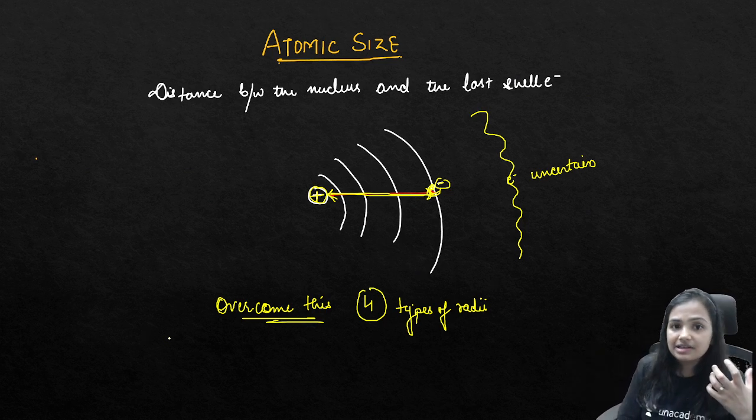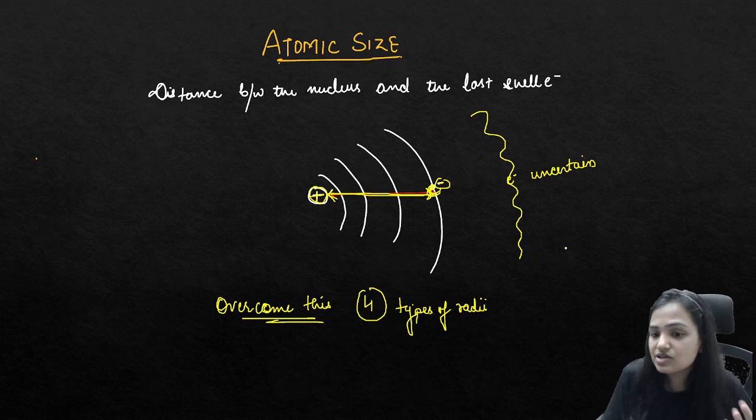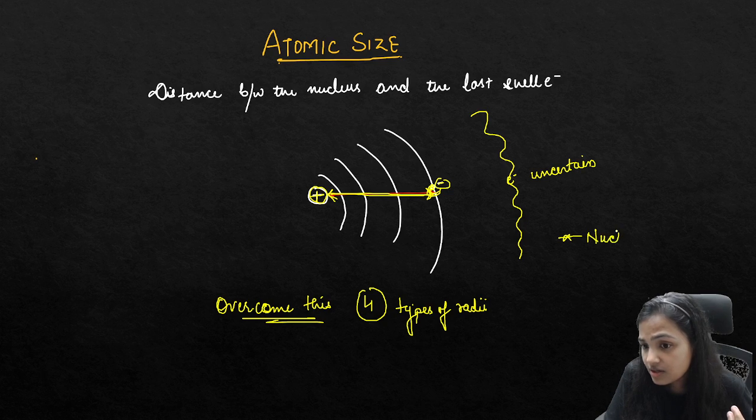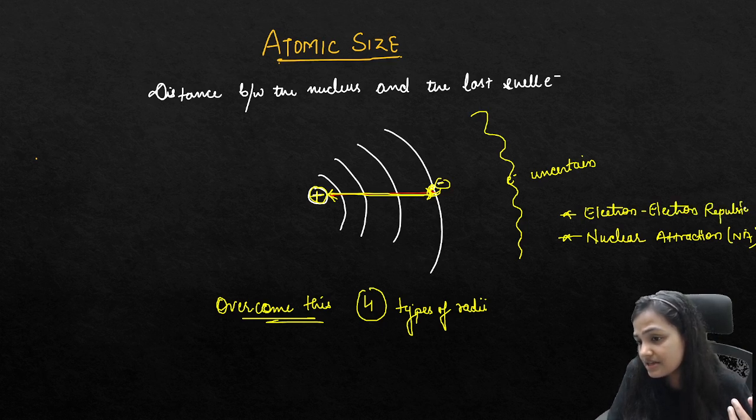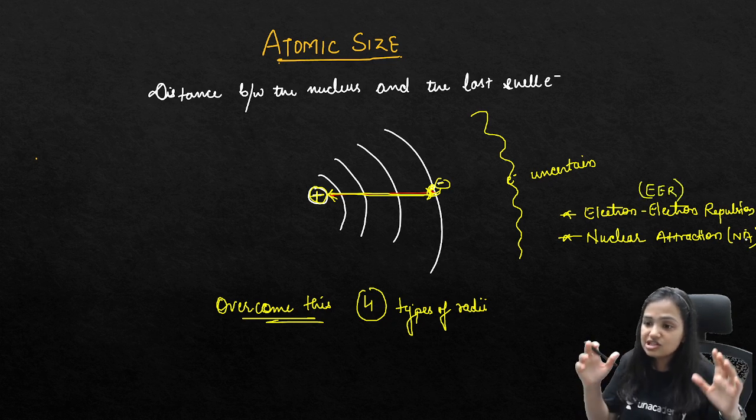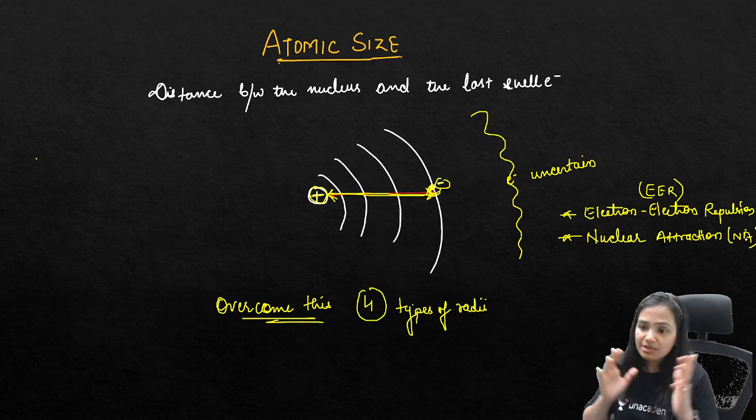The atomic size of an atom is determined by two factors. One is the nuclear attraction, which I will write as Na, and the other is the electron repulsion, which many a time I will write as EER, and nuclear attraction as Na. So what do we mean by that?